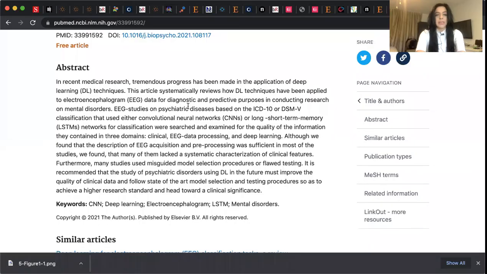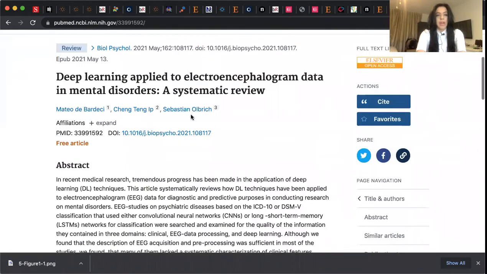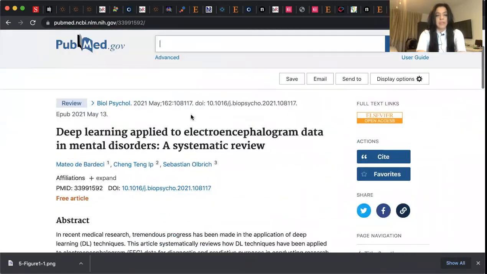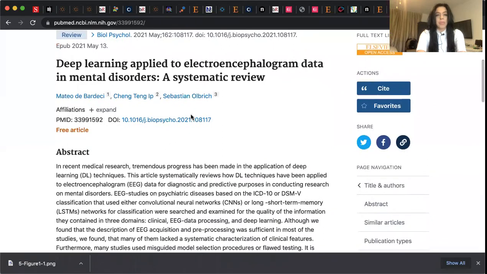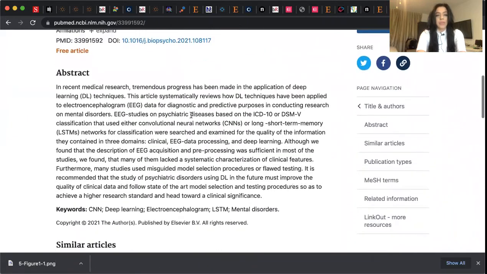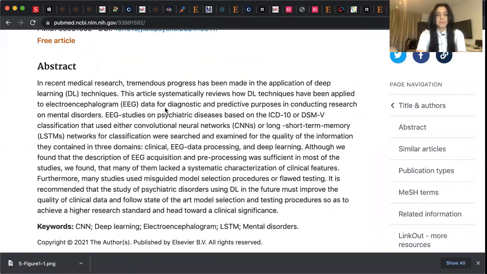I do want to share my screen because I pulled up something that he has been working on. So basically, this is from the National Library of Medicine. The paper is called Deep Learning Applied to EEG Data in Mental Disorders, a Systematic Review. And then I'm just going to read you the abstract.